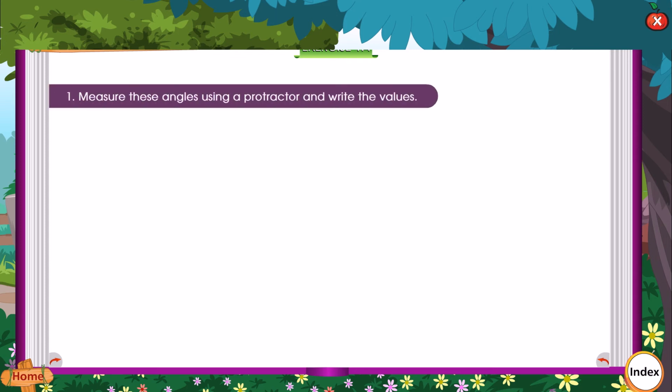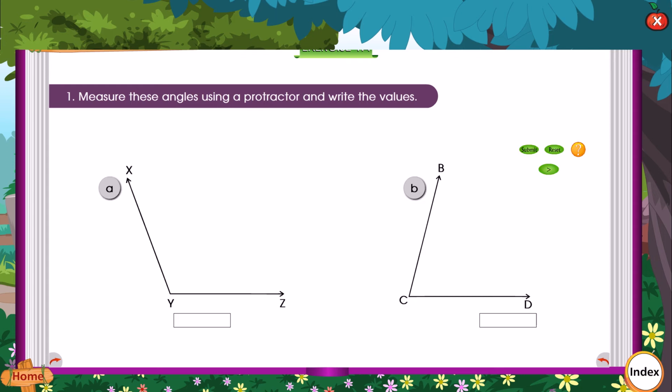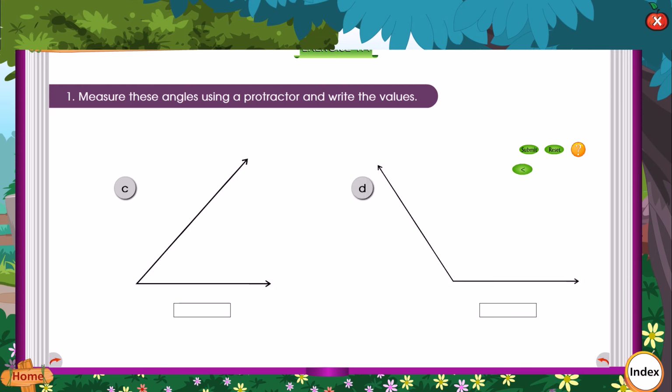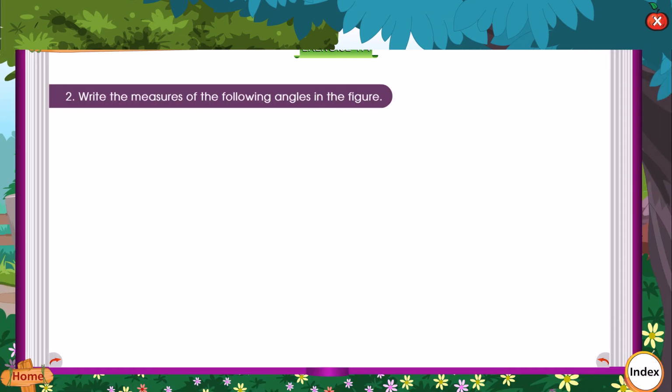Exercise. Measure these angles using a protractor and write the values. Write the measures of the following angles in the figure.